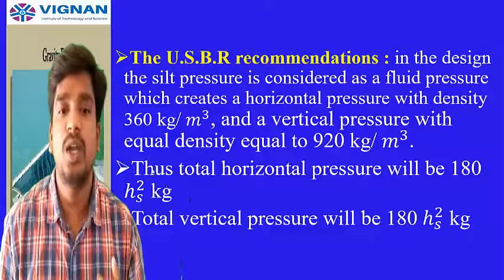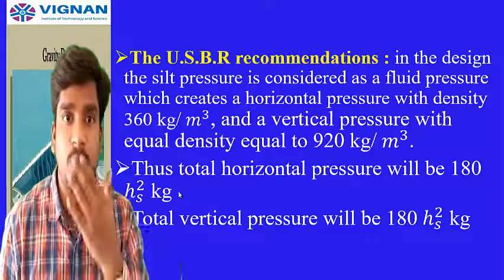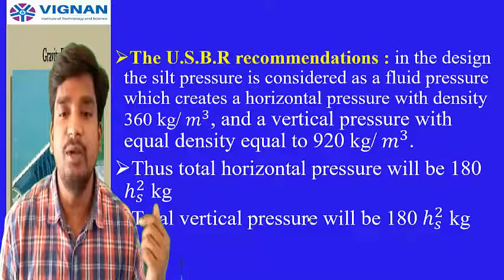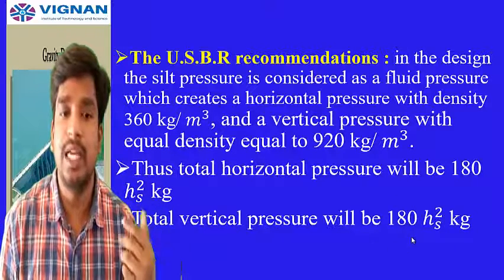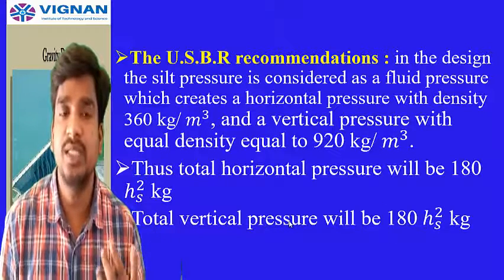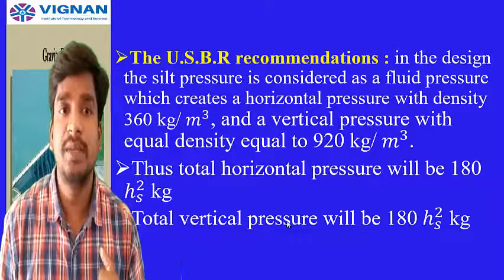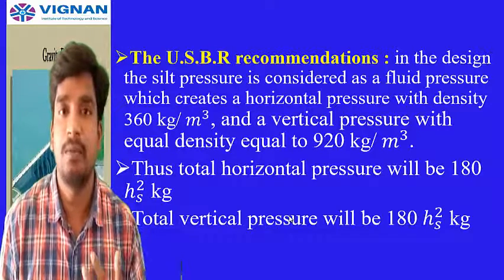Thus the total horizontal pressure will be equal to 180 into HS square kgs. Here HS is the height of the silt deposition. So 180 into HS square kgs will be the horizontal pressure, and 180 into HS square will be the vertical pressure. This is the USBR recommendation, the United States Bureau of Reclamation recommendations. So what about Indian standard recommendations? Let us see now whether they match the USBR recommendations or not.